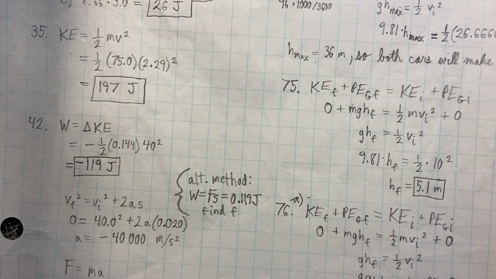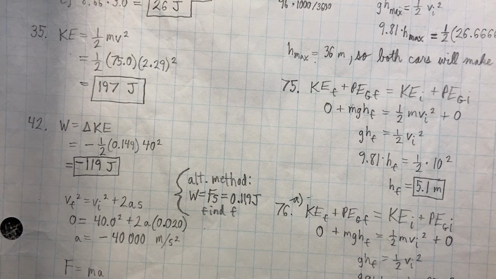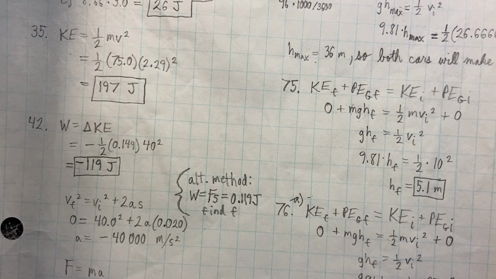Okay, now we put a few things in. We have 9.81 hf equals 1/2 times 10 squared. And so the final height's going to be 5.1 meters. Okay, in 76, a ball having a mass of 0.5 kilograms is thrown straight up at a speed of 25.0 meters per second. How high will it go if there is no friction? If it rises 22 meters, what was the average force due to air friction?